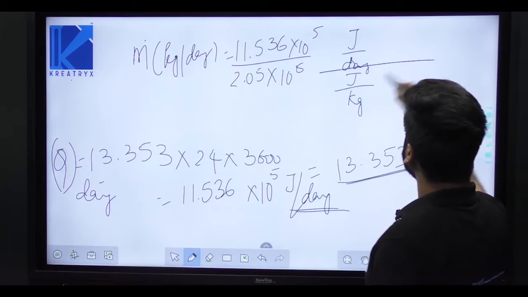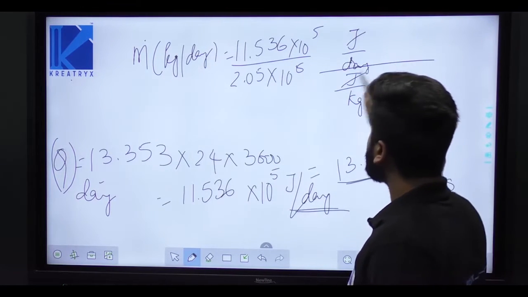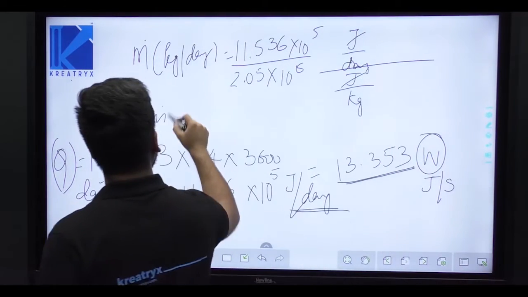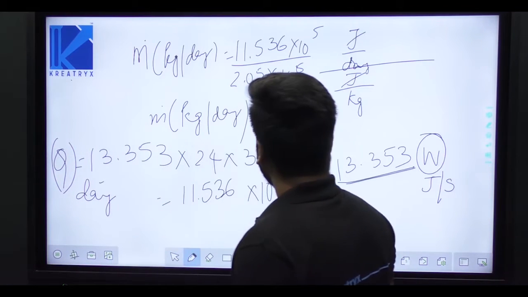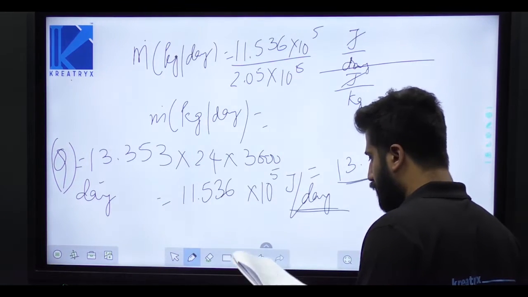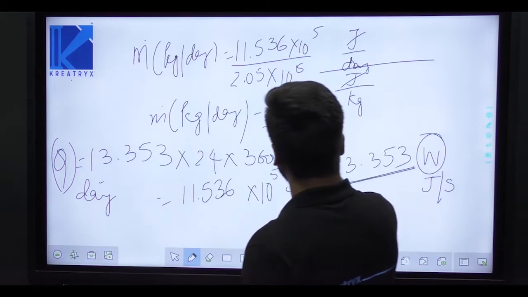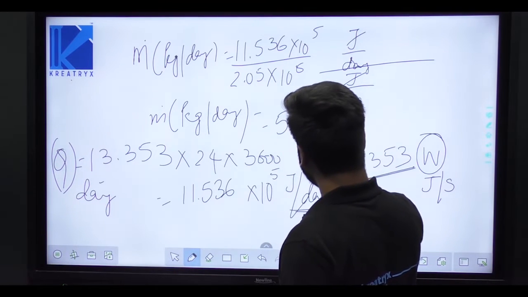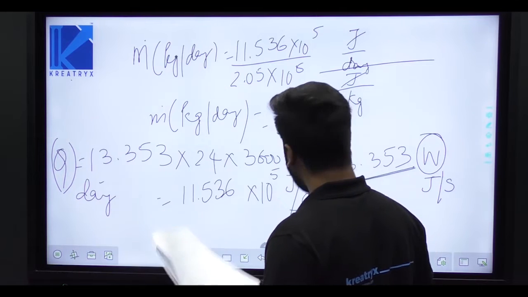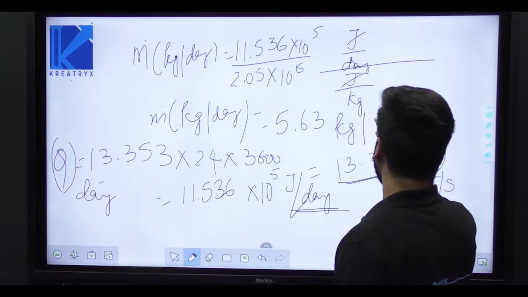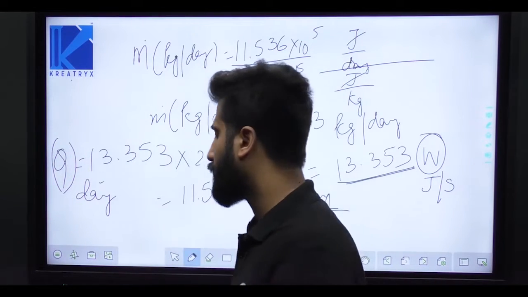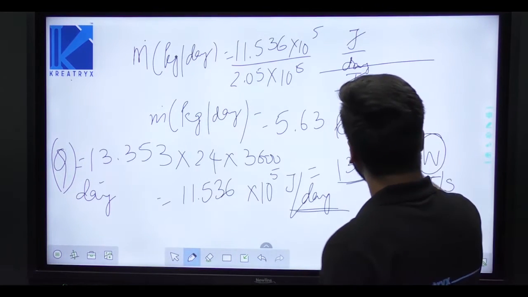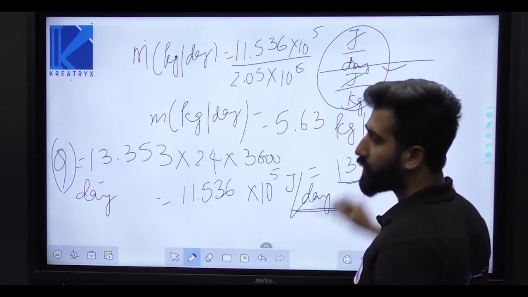Joule and joule will get cancelled out, and you will get m in kilogram per day, and the value will be equal to 5.63 kilogram. And this was again a nice question. Be careful with the units, they will actually help you a lot.